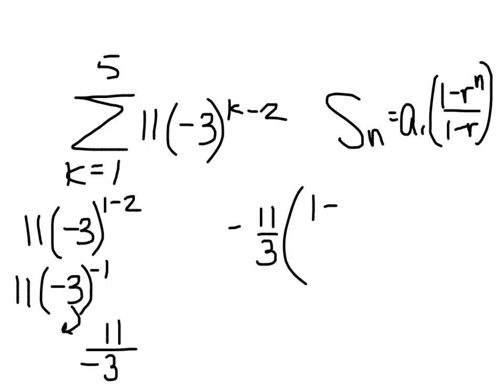What's the ratio? That one's still negative 3. And if you didn't know that, what you could do is put 2 in there and see what you get, and then take the second term divided by the first term. How many terms are we summing when it goes from 1 to 5? Five.